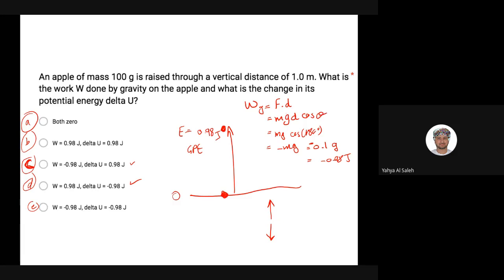Your work is going to be minus 0.1 g. If you take g downwards to be 9.8, then it will be minus 0.98 joules, so your answer would be C. If you take downwards to be negative, minus 9.8, you will end up with minus minus, so your work will be 0.98 and your delta U will be minus 0.98.